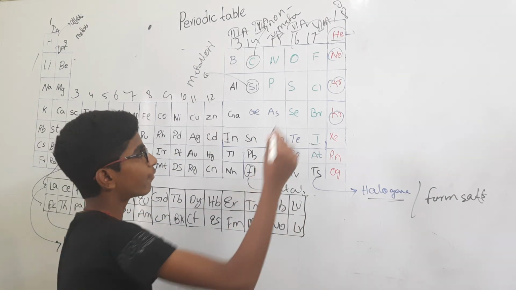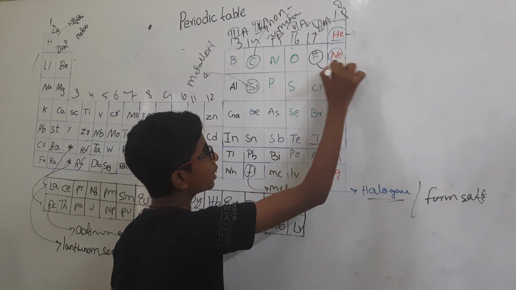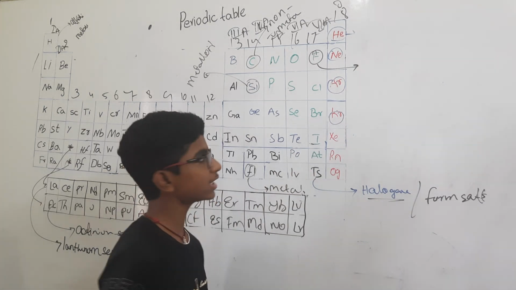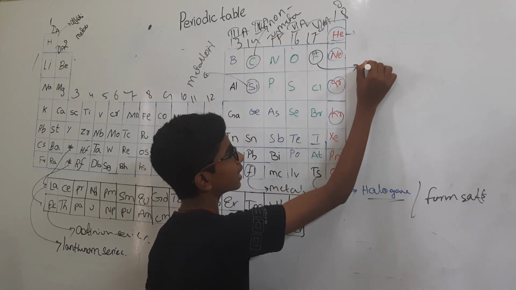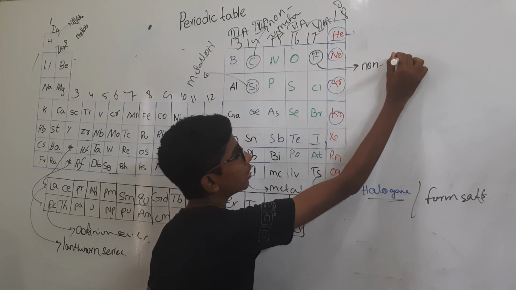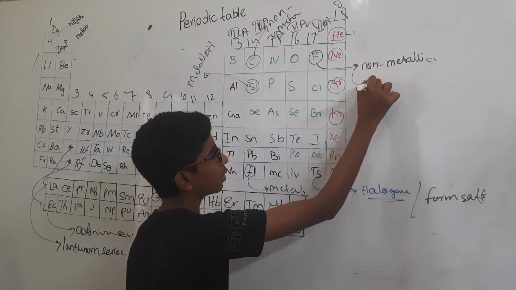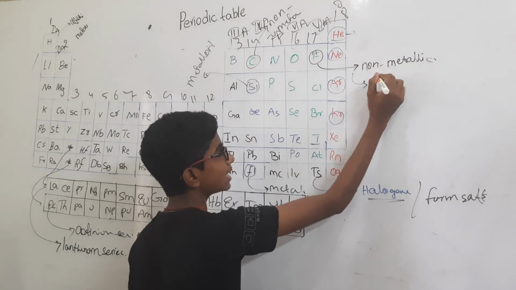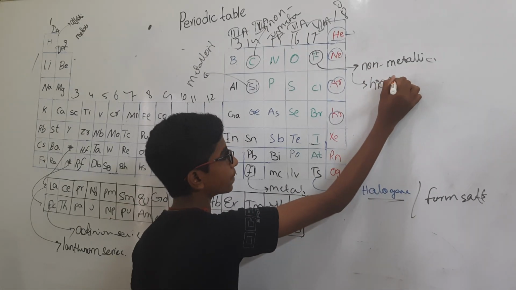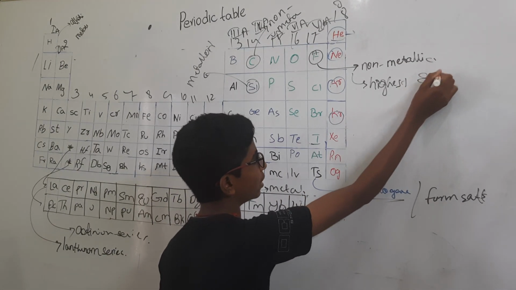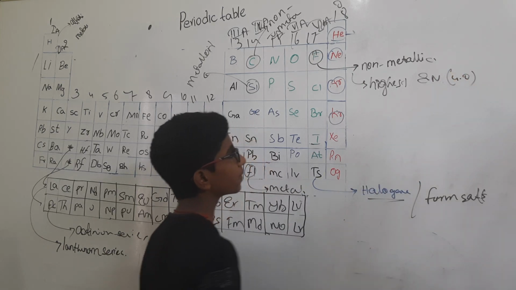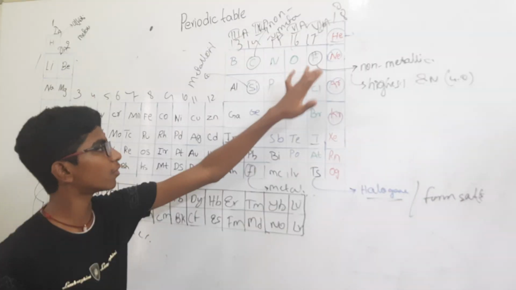Here, fluorine has some unique nature. It is the most non-metallic element, because it has the highest electronegativity value, that is 4.0. Okay, that is the specialty of fluorine.